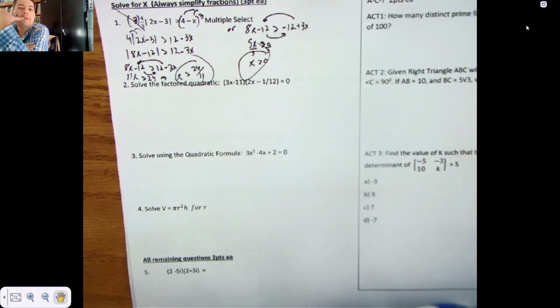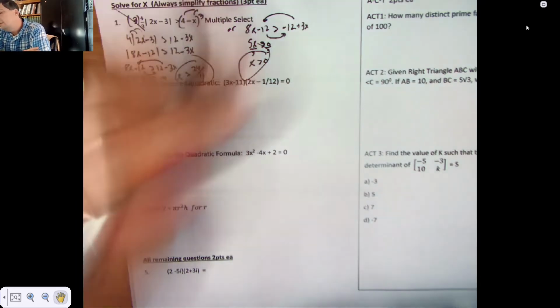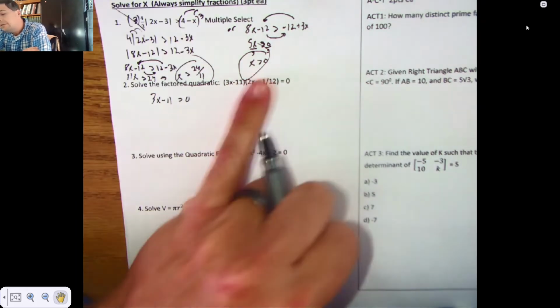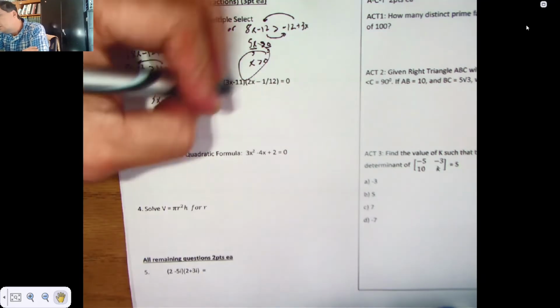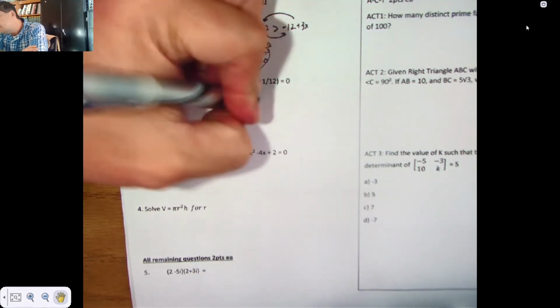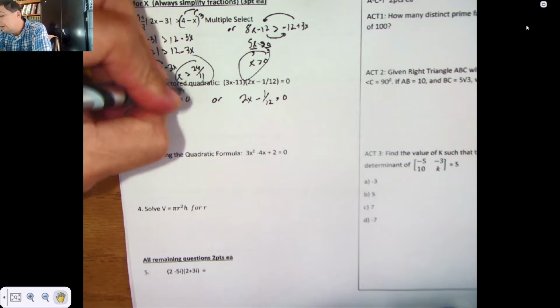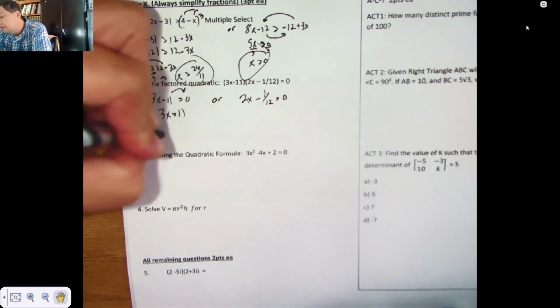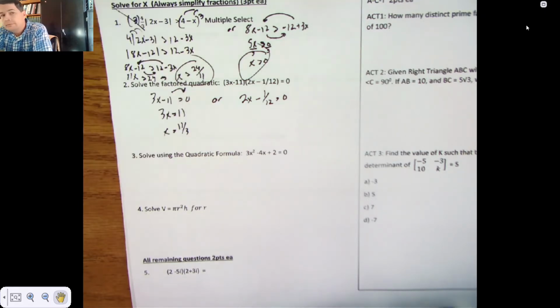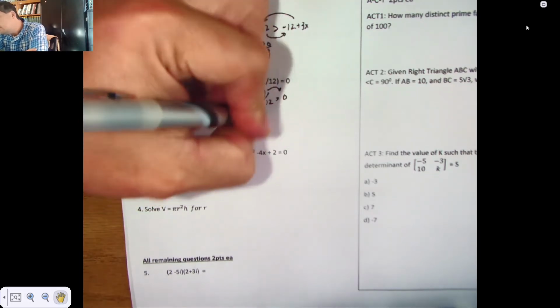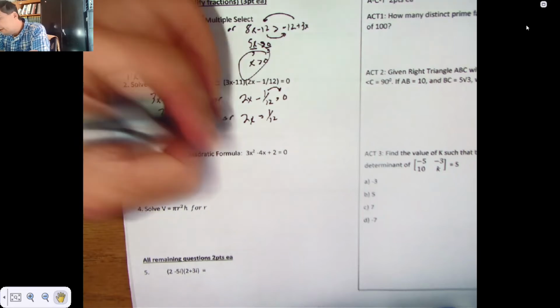Solve the factored quadratic. And this one is factored for you. This is legit cover-up method. 3x minus 11 is 0 because we use that cover-up technique I've talked about. Or 2x minus 1/12 is 0. This is easy. We're going to add 11. 3x is 11. We're going to divide by 3 and get 11 thirds. Or we're going to jump over. 2x is a 12th. We're going to divide by 2.